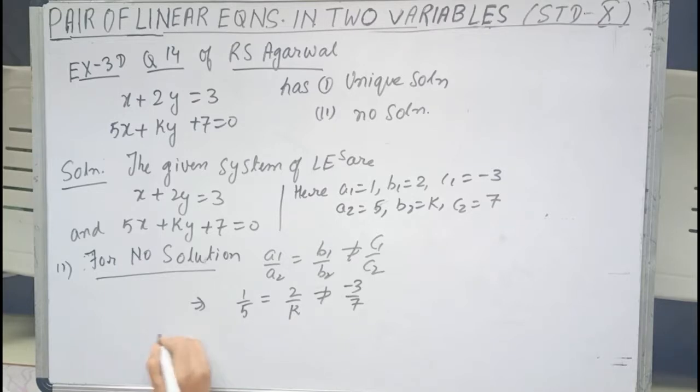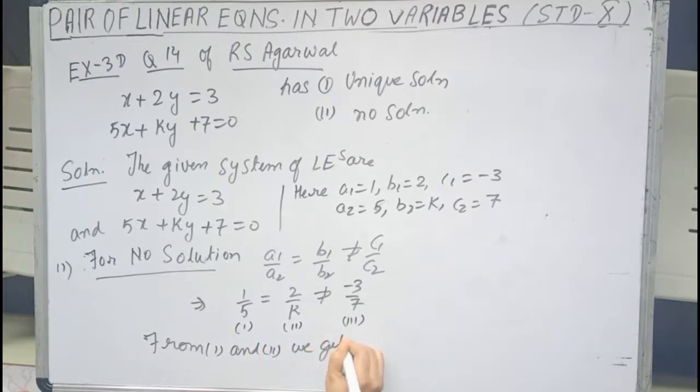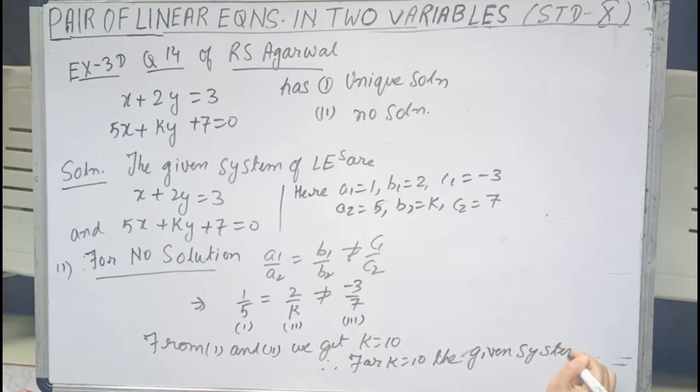So I will be writing over here 1, 2 and 3. So from 1 and 2 we get k equals 10. Therefore, for k equals 10, the given system of linear equations have no solution.